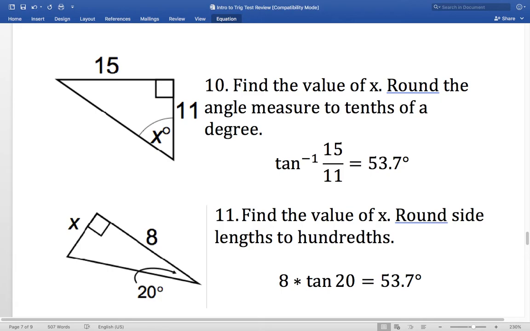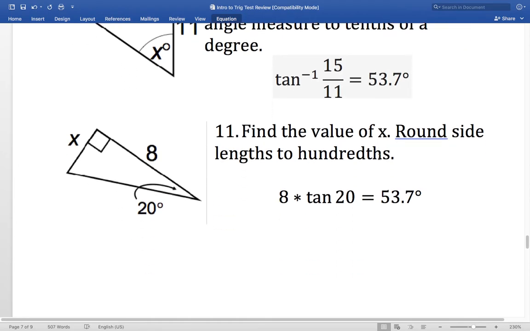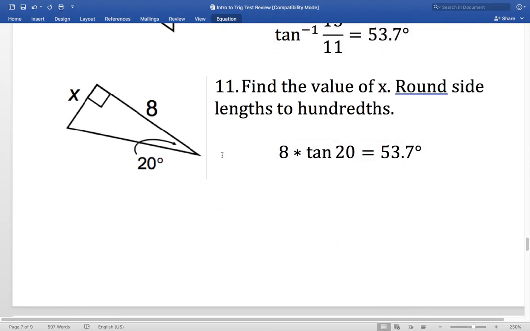Find the value of x, rounding the angle to the nearest tenth of a degree. For this angle, we have the opposite and the adjacent side, which is our tangent ratio. Because we're looking for the angle, we're going to do inverse tangent of our side measurements. Here's your opposite over adjacent. Plug it in, push enter, you get your answer in the calculator. This problem here, this time we're looking for our side measurement, and this is our right angle here.